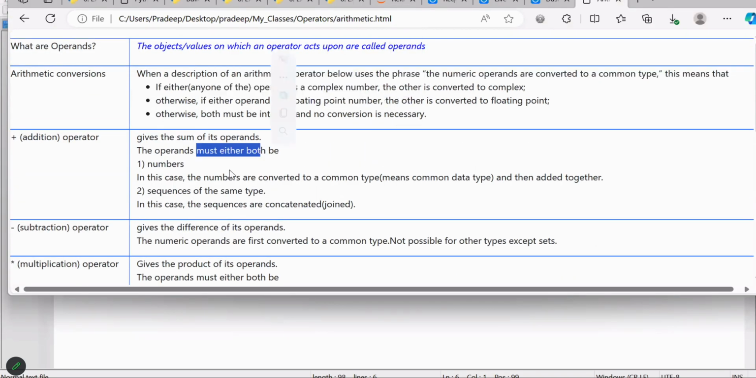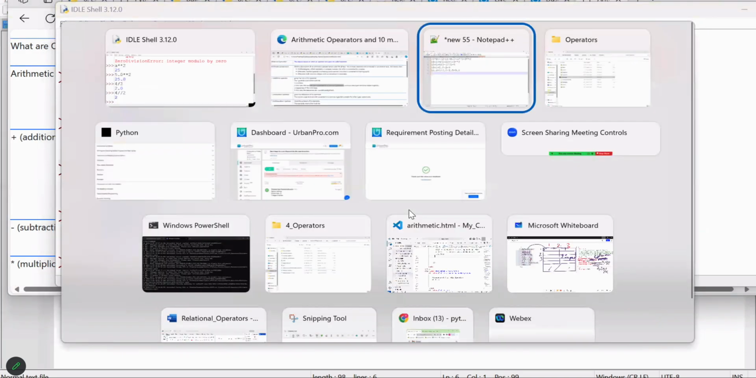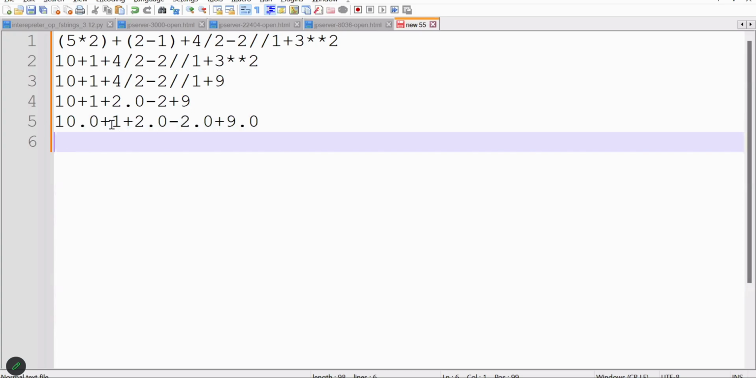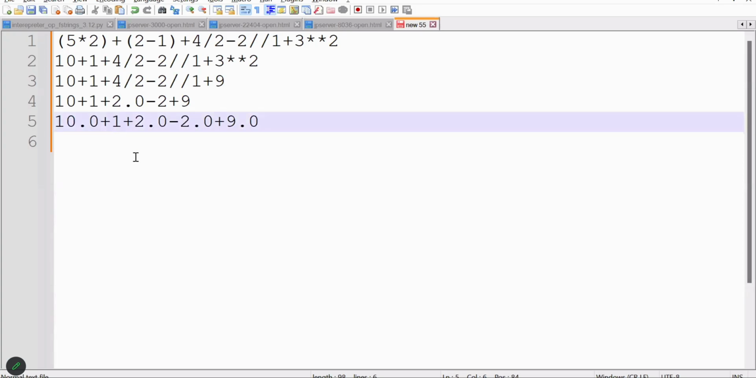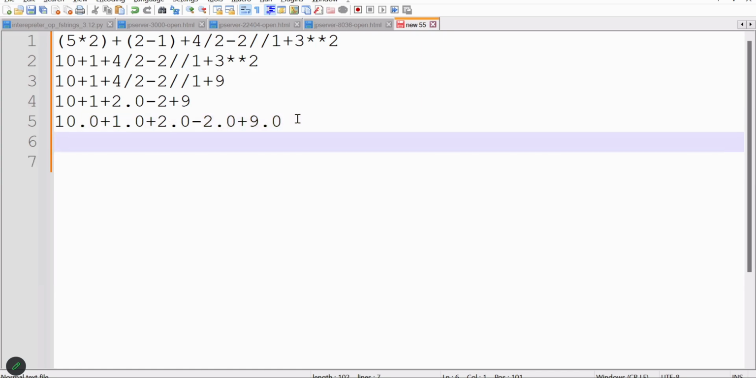The numbers must be converted to a common type, so that we can do addition or subtraction. You cannot even add an integer and a floating number. Ideally, finally, you can give the output in only one data type. So that is the reason they will be converted to a common type, and out of integer and float, float is given the precedence.